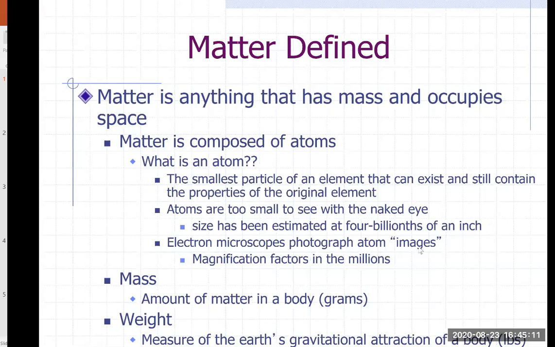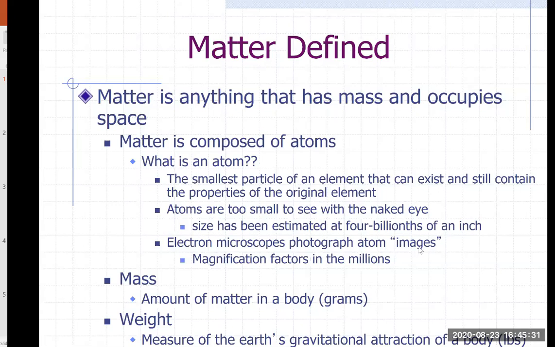So, matter defined. This is anything that has mass and occupies space. Matter is composed of atoms. So if matter is composed of atoms, we're going to need a definition for what an atom is. It's the smallest particle of an element that can exist and still contain the properties of that original element.